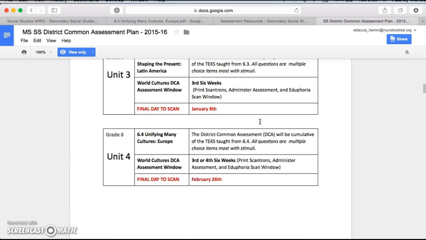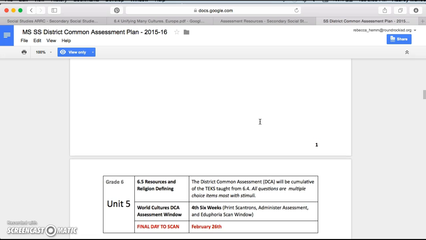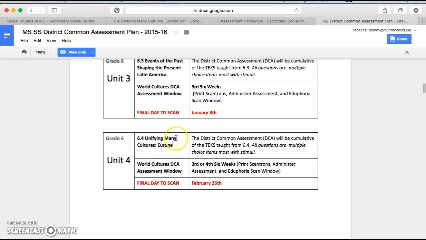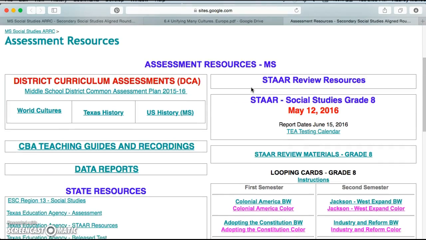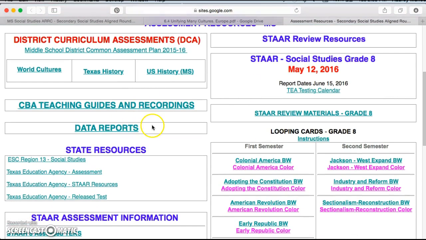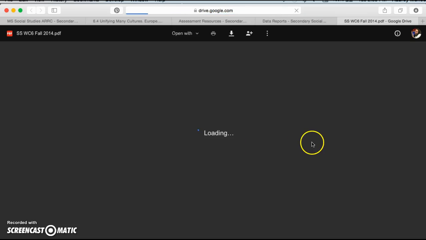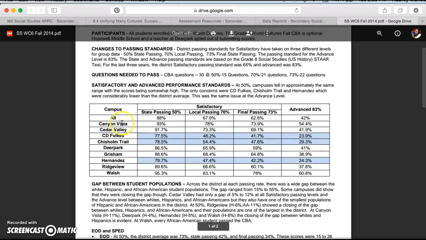And as you can see down here, the unit that I'm showing you is right here, Unifying Many Cultures of Europe, and it's saying final data scan February 26th. This is when you're expected to have tested it by. And then they also show data reports, which show how each school in the district measured up on the district curriculum assessments, such as fall of last year. It shows you each middle school, state passing, local passing, final passing.